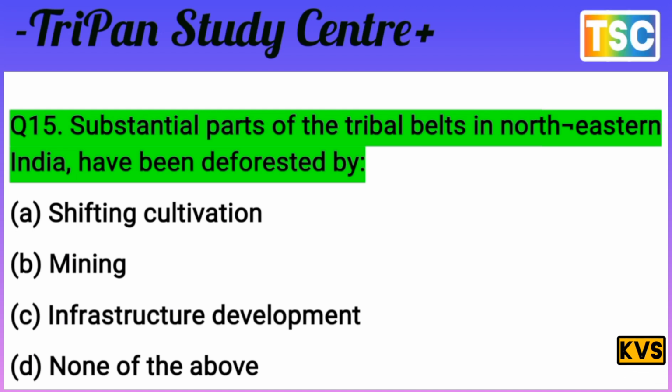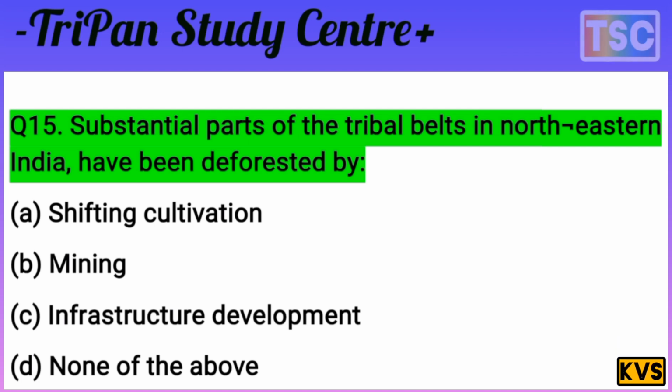There is an important question here. The question: substantial parts of the Terai belt in northeastern India have been deforested by. You know the question is clear. The options here: A, shifting cultivation, B, mining, C, infrastructure development, and D, none of the above. That's an important question here. Come on, test your knowledge. I give you a few seconds.